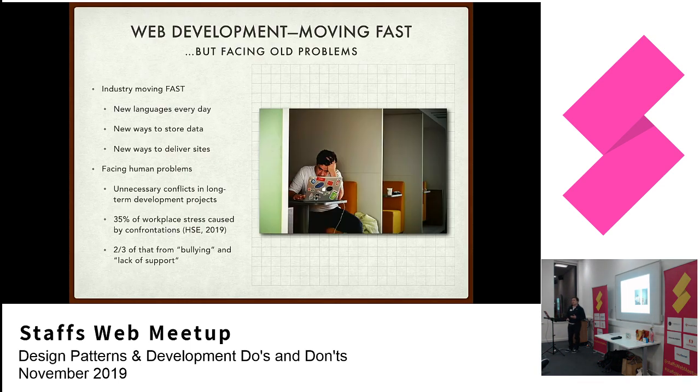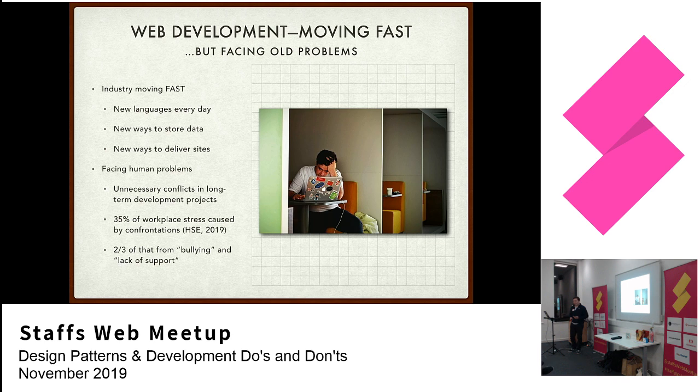It's astonishing how fast our industry is moving. We seem to be getting new versions of JavaScript every single day. We're getting new ways to store data and in bigger formats. We're getting new ways to deliver websites with Docker containers and other forms of deployment. But in the years that I've been doing projects as a web developer, I've noticed that we're actually facing the same human problems again and again.